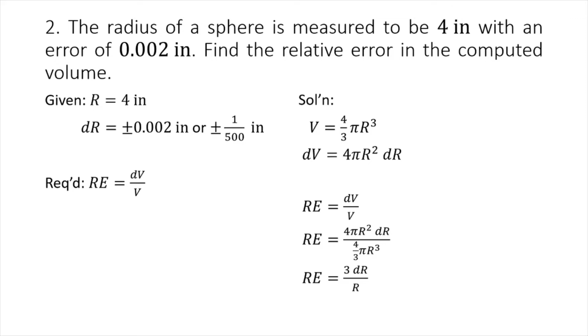and just plug in the values for dr and r. For dr, we can just exclude positive or negative, okay, because we're computing for the relative error. So just put 1 over 500 for dr, then divided by 4. This will give us 3 over 2000, or that's 0.0015. This is now our relative error, or this is the relative error in the computed volume, which results from the error in the measurement of the radius. Okay.